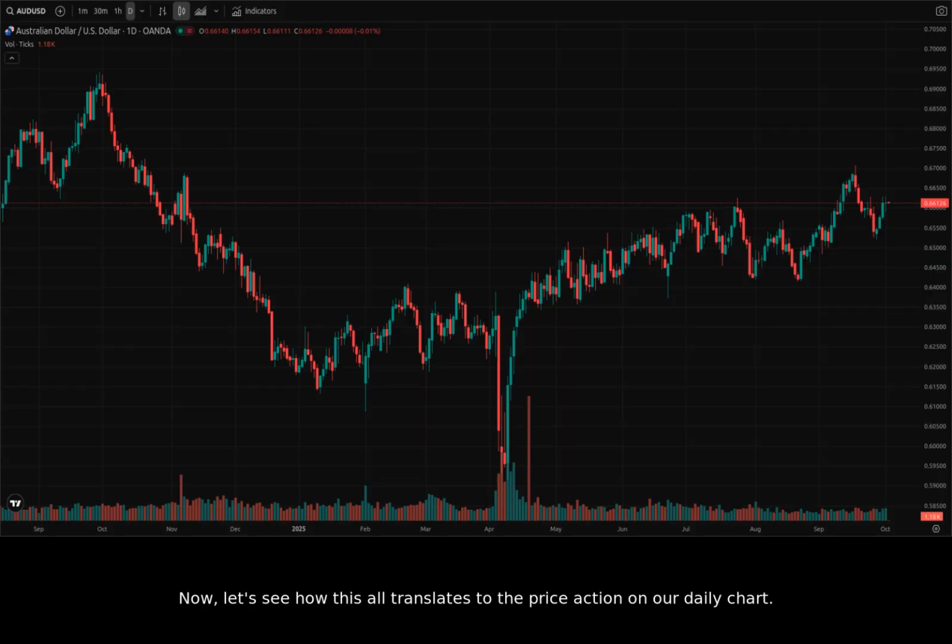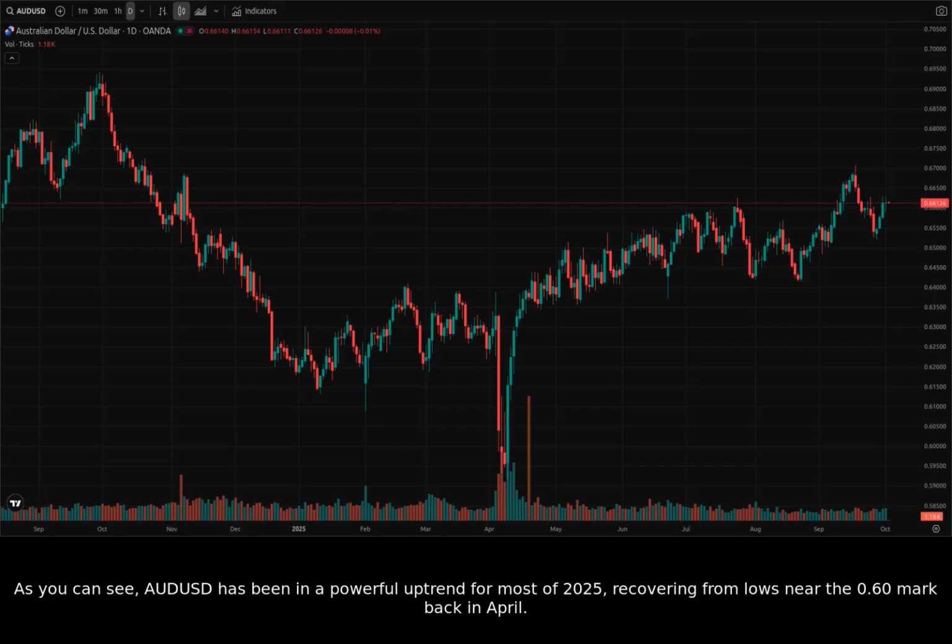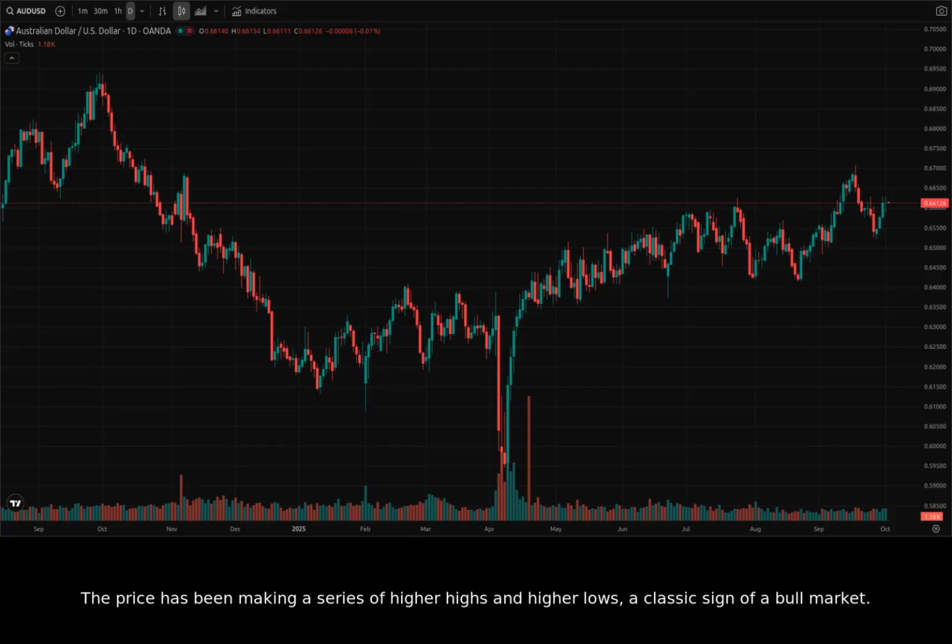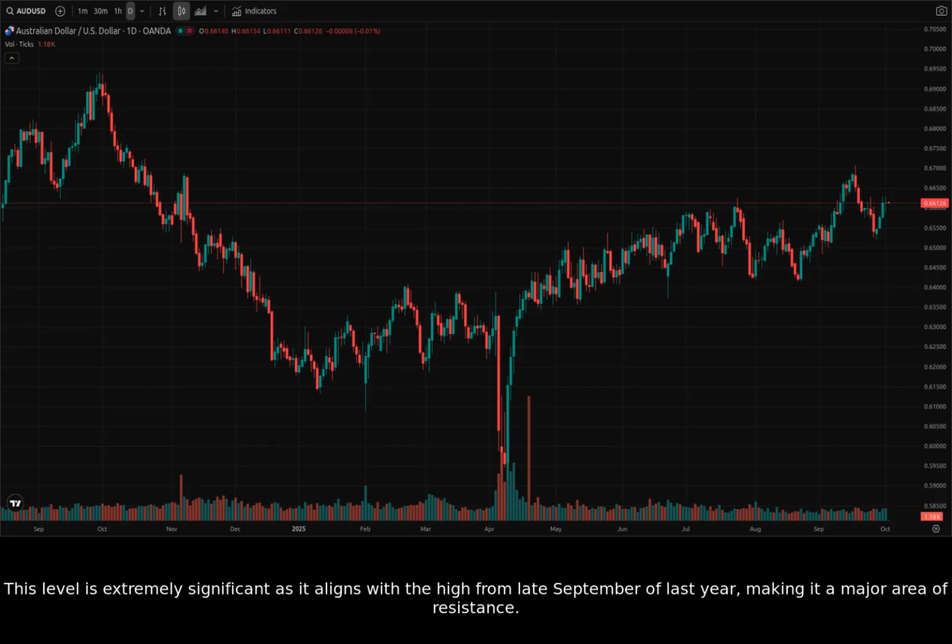Now, let's see how this all translates to the price action on our daily chart. As you can see, AUDUSD has been in a powerful uptrend for most of 2025, recovering from lows near the 0.60 mark back in April. The price has been making a series of higher highs and higher lows, a classic sign of a bull market. Just yesterday, on September 30th, we saw the pair spike to a new yearly high of 0.69417. This level is extremely significant as it aligns with the high from late September of last year, making it a major area of resistance.